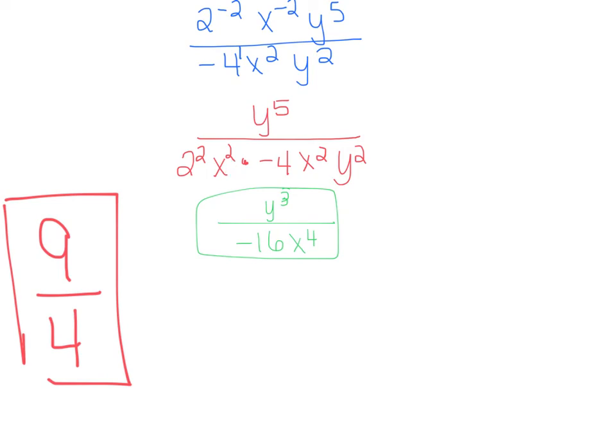X to the 2nd times x to the 2nd. Remember, when you're multiplying, the shortcut tells you can add. That would be x to the 4th. And then the negative 16 part comes from 2 squared, which is 2 times 2 is 4. But then 4 times negative 4 would be negative 16. So a final answer of y to the 3rd over negative 16 x to the 4th.